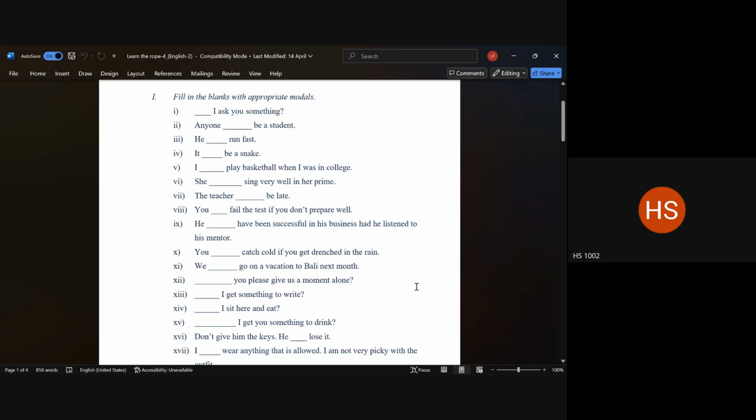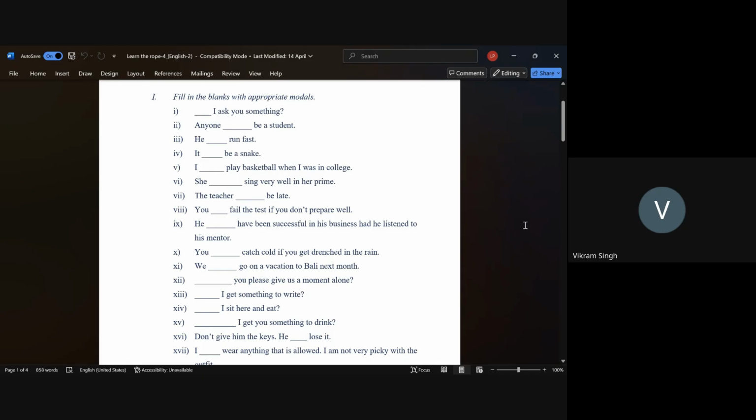If you get drenched in the rain. So it's again a conditional statement. So you could catch cold. Then you can use may, might here. That is a possibility. May catch cold, might catch cold.